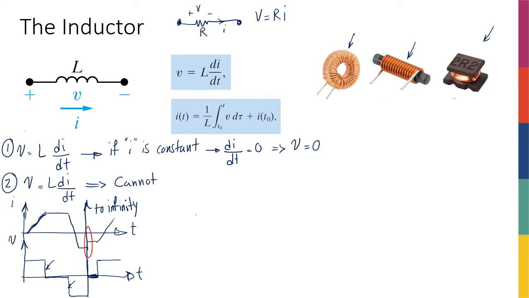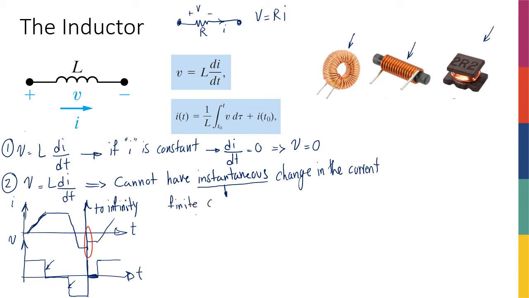We cannot have an instantaneous change in the current. And by instantaneous, we mean a finite change in zero time.